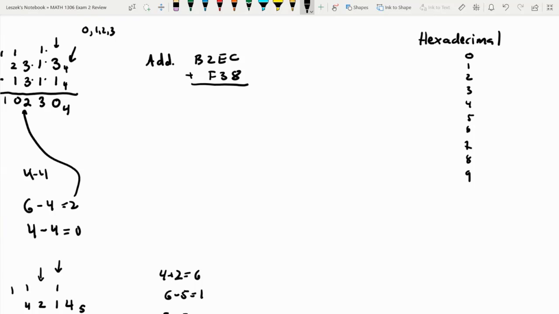Except we don't want to write 10 because that uses 2 digits, so we just call that A. So that's 10. B is 11. C is 12. D is 13. Finally, F is 15.